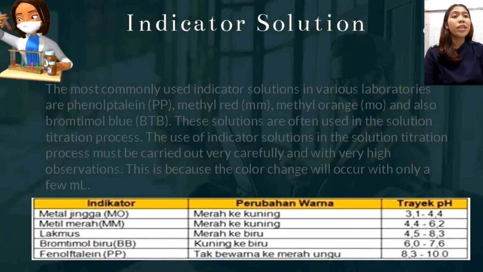The last is about indicator solution. The most commonly used indicator solutions in various laboratories are phenolphthalein or PP, methyl red, methyl orange, and also bromothymol blue. These solutions are often used in the solution titration process. The use of indicator solution in the solution titration process must be carried out very carefully and with very high observation. This is because the color change will occur with only a few milliliters.